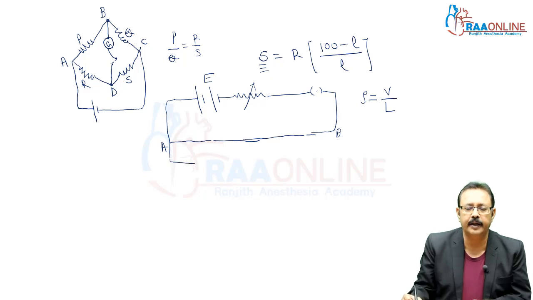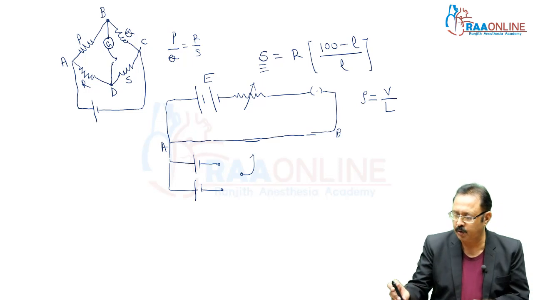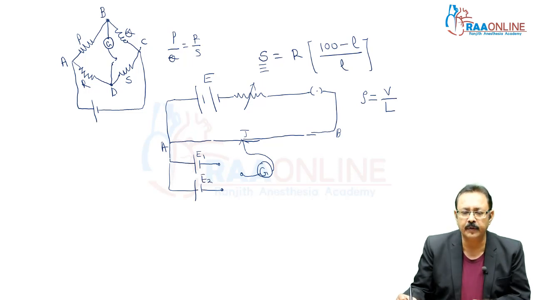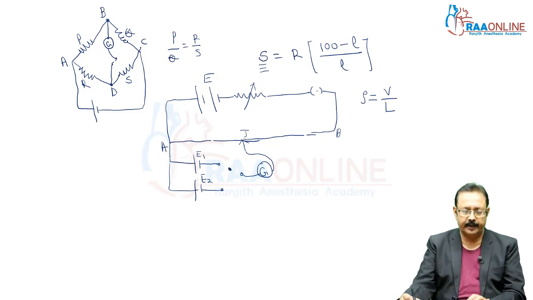If you want to compare the EMF of two cells, put those cells in this circuit. It is a two-way key. A galvanometer, a jockey, cell E1, and cell E2. First we are putting the key here, which means the E1 cell is in the circuit.